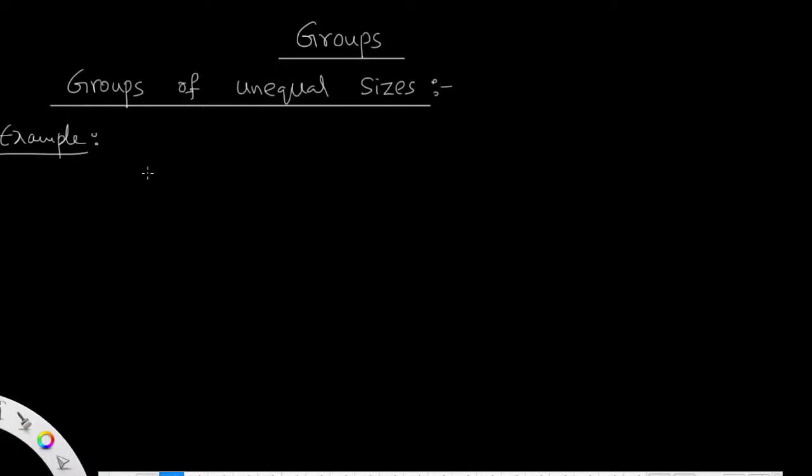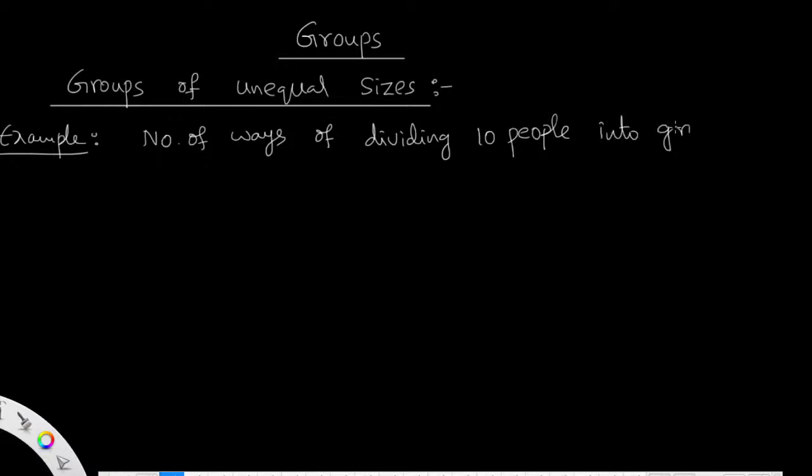Example: number of ways of dividing 10 people into groups of 6 and 4. Let us take one example and write it down. Number of ways of dividing 10 people into groups of 6 and 4.